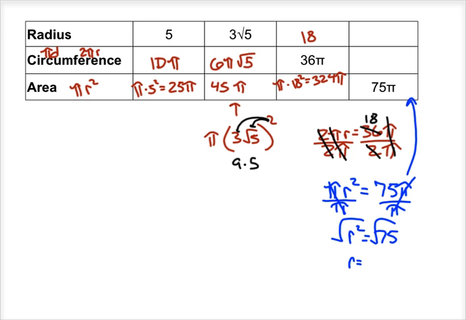And I know the square root of 75 can be split into the square root of 25, square root of 3, which means my radius is 5 square roots of 3. And if I want to go to the circumference, it's 2 pi r. So I would have to double this radius, which would be 10 square roots of 3, and multiply it by pi. So 10 pi square roots of 3.